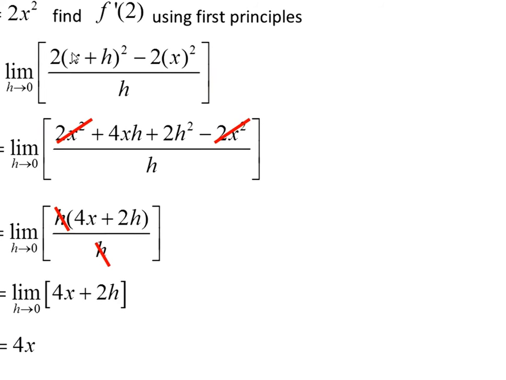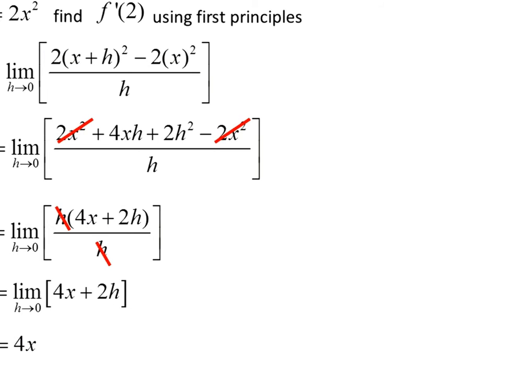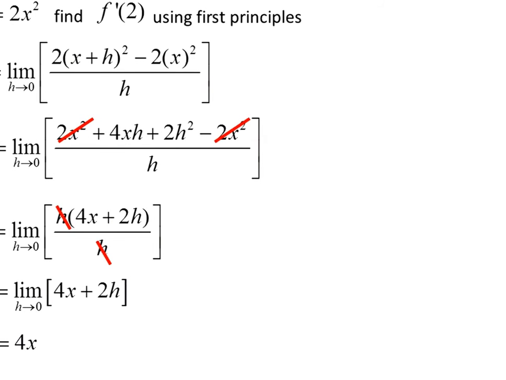Now we go back to the original question. It doesn't ask for the slope function, it asks for the slope at a particular point. So we need to take that point of x equals 2, substitute it into the slope function to give ourselves the slope at x equals 2 equals 4 times 2, which is 8.